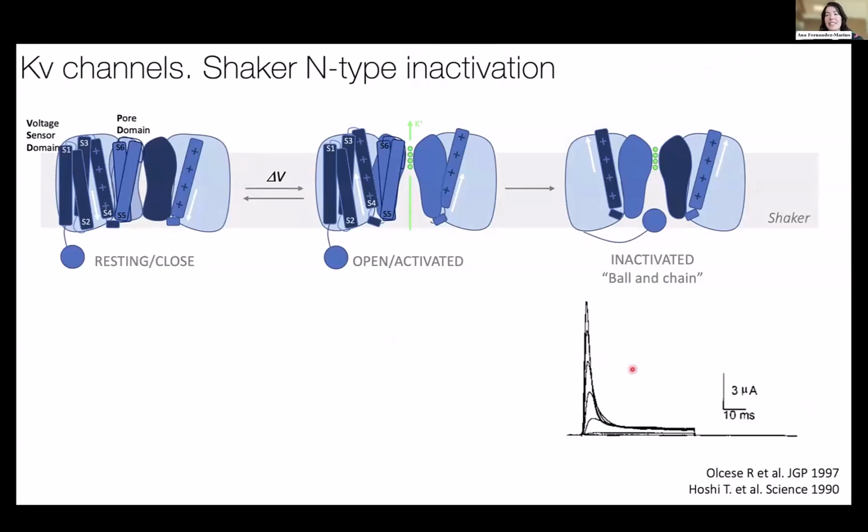As you remember from this slide from the very beginning, the fast or N-type inactivation in Shaker was described as a ball and chain mechanism.